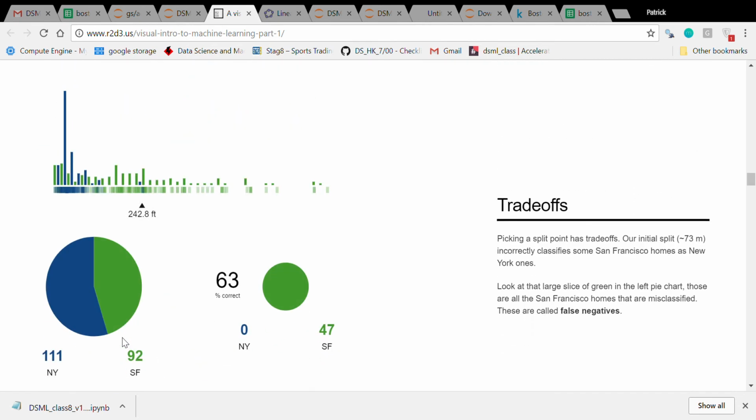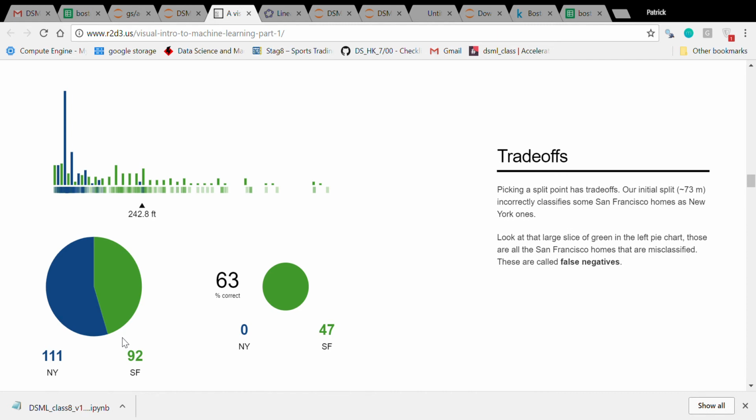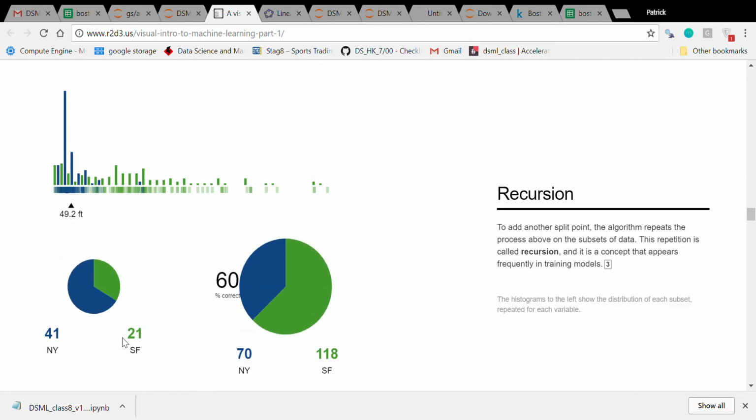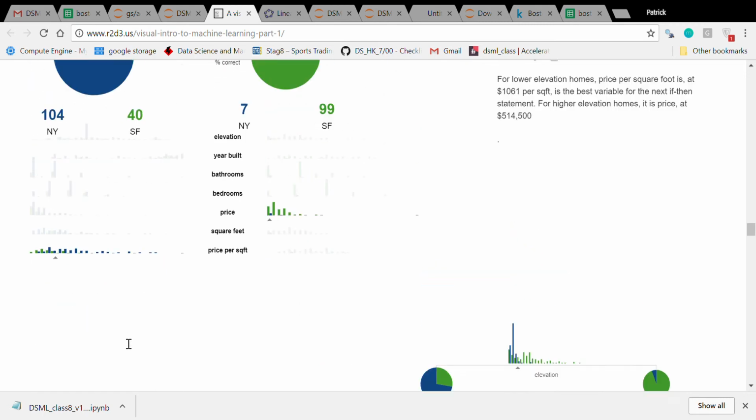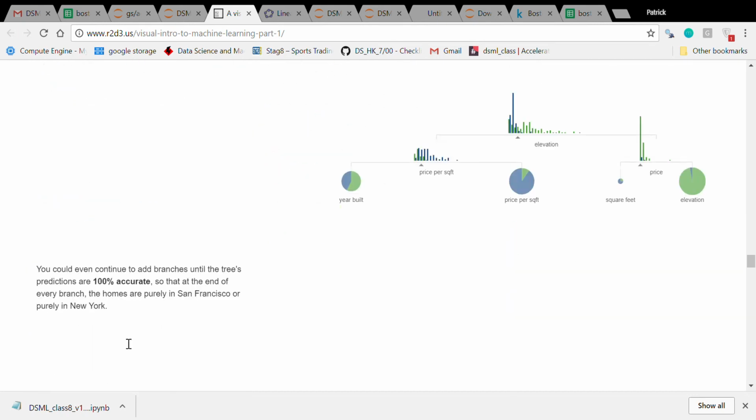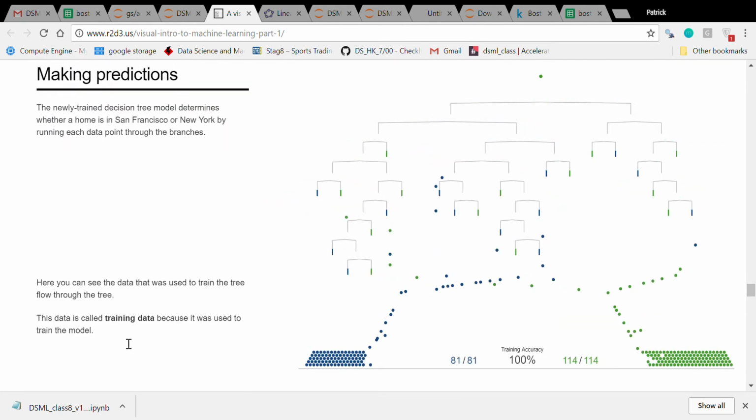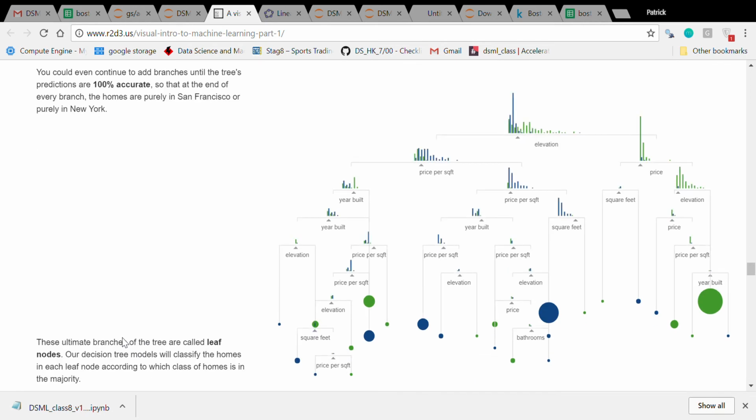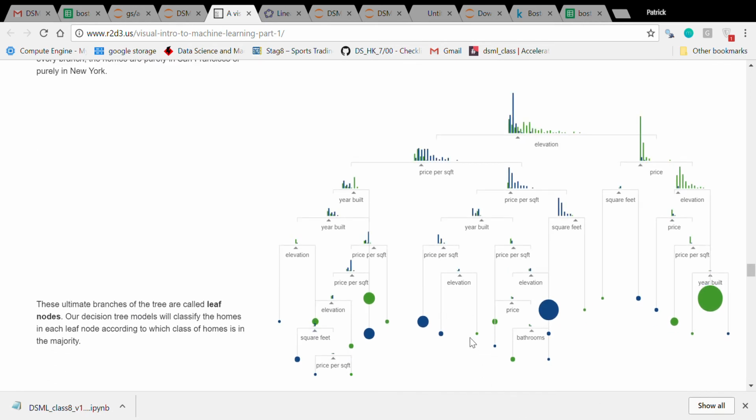Then you can keep on going through the rest of the variables and try to find out, is there a boundary that I can classify the two things? Okay. And if you go through every single variable and do the split, eventually you can draw a tree like this.